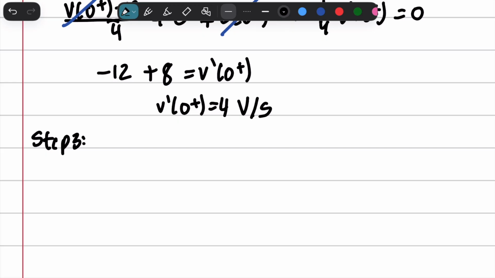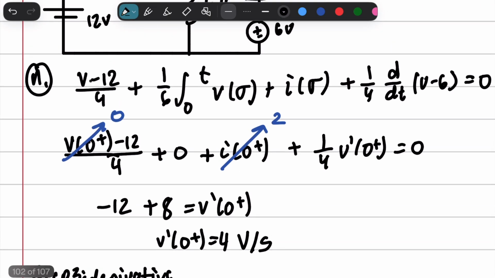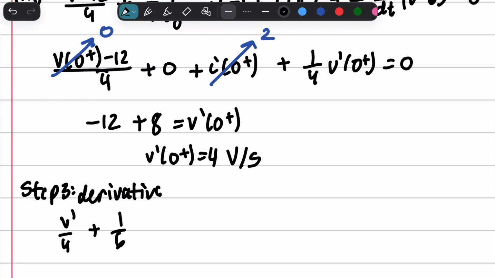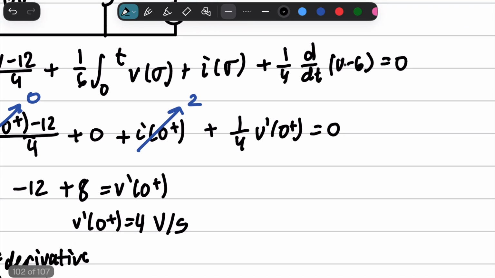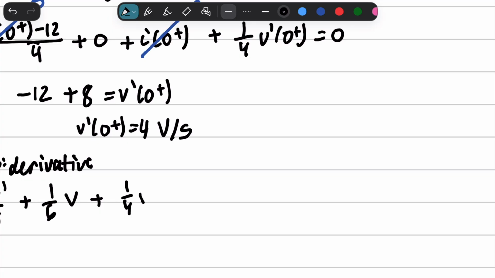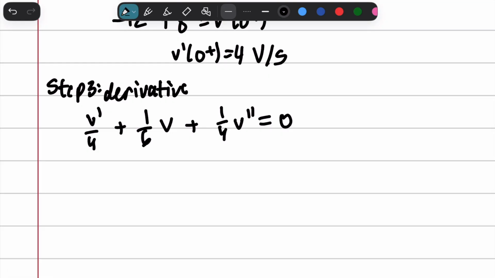And then finally, we're going to take the derivative of everything. We get v prime over 4, because this right here is just a constant, so we can not consider that, plus 1/6 v plus 1/4 v double prime, and we don't care about the 6 because that gets taken out. 1/4 v double prime is equal to 0. We are going to multiply everything by 4: v double prime plus v prime plus 2/3 v, because 4 over 6 is just 2/3, and that's all equal to 0.